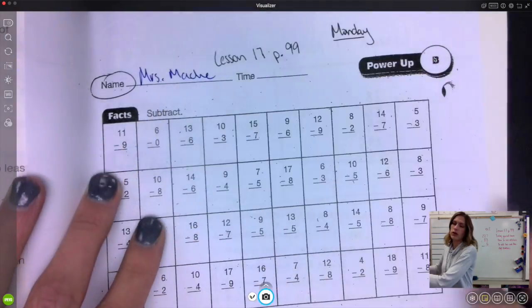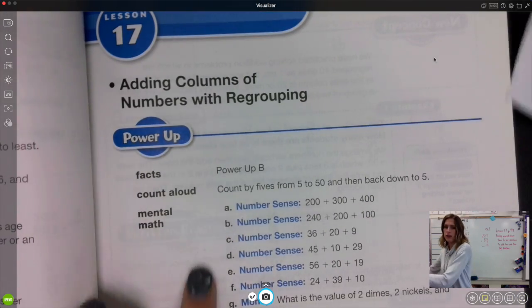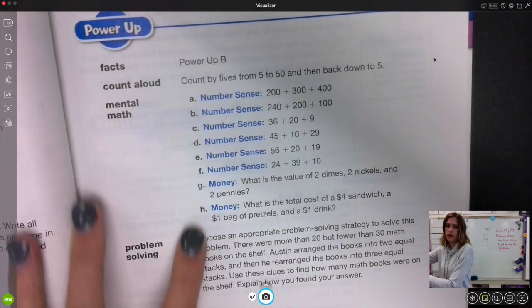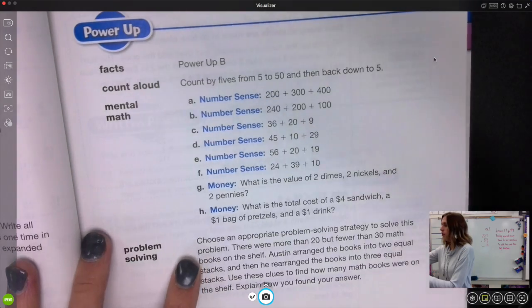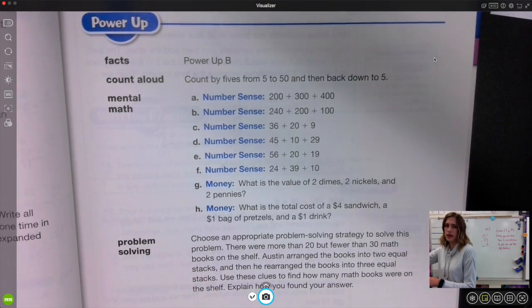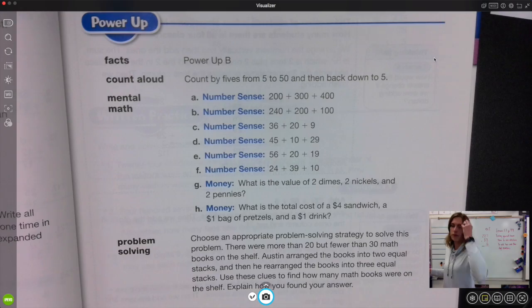And then get going on your power up. Your facts are here, and then in your book we'll do letter A through H, and then our problem of the day at the bottom. Go ahead, pause the video. When you're done, press play, and we'll get after correcting it together.